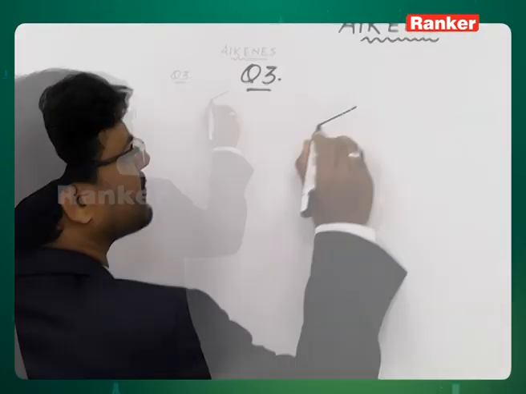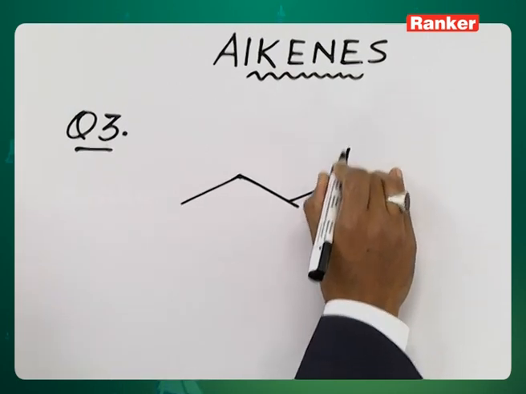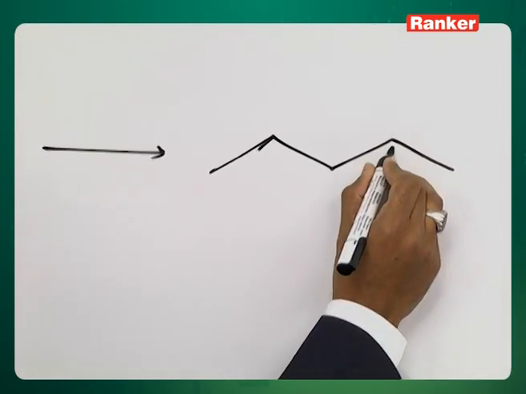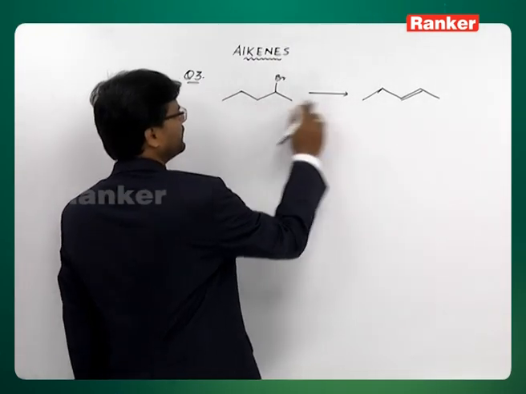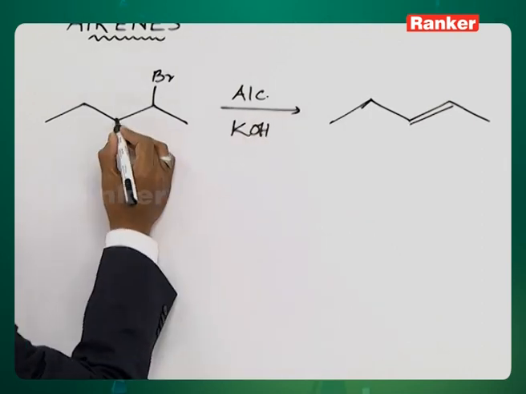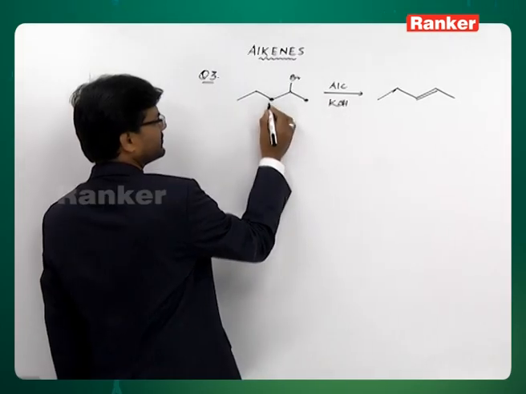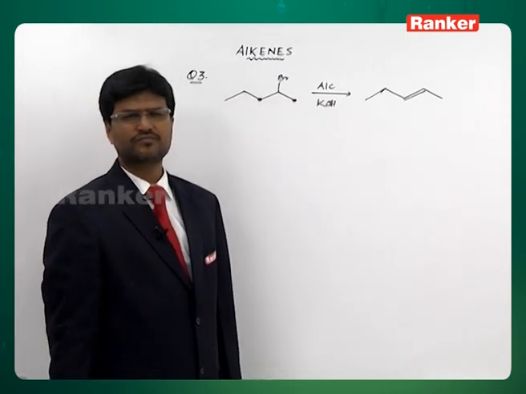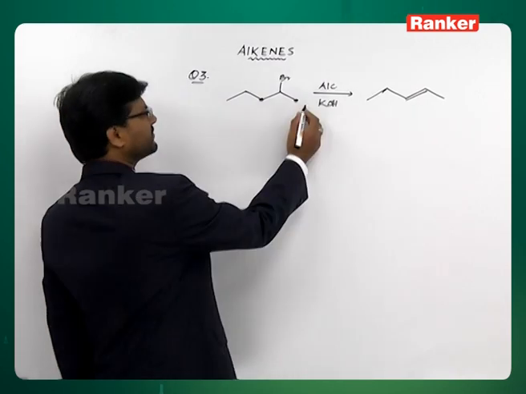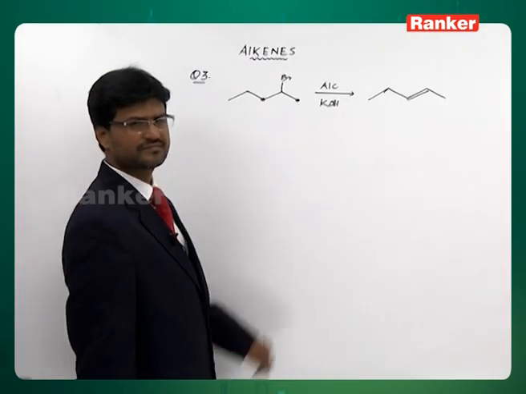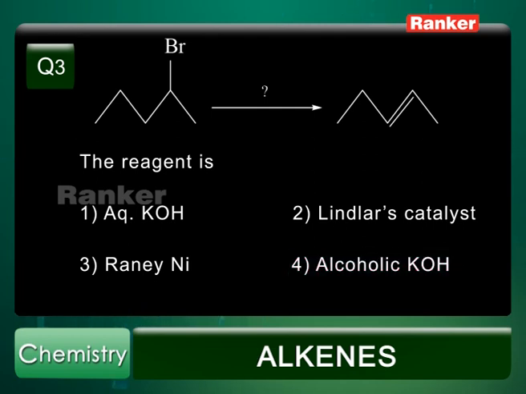Look at this. This is the substance given in the equation. It is supposed to undergo dehydrohalogenation to transform into this, and this requires alcoholic KOH. Here there are 2 possibilities. Hydrogen may be lost from C1 or C3, but preferably it is lost from C3 on the basis of Saytzeff's rule, which says that hydrogen is removed from the carbon having lesser number of hydrogens. While this carbon has got 3 hydrogens, this carbon has got only 2 hydrogens. So, preferably this carbon will lose hydrogen. So, the correct answer is the fourth option, alcoholic KOH. The reaction is called dehydrohalogenation.